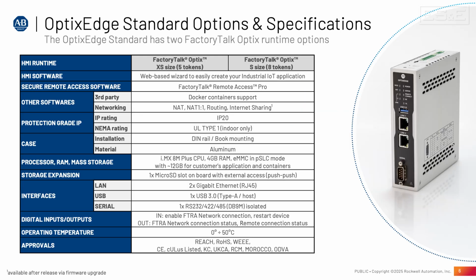So the options and specs for the OptixEdge, you can only get an extra small and a small right now, which is very similar to a compact panel. You can only get extra small or small. The HMI software is Optix, and you can use that in your web browser. You can use it on your host machine, on a VM, etc. It's not limited to a Windows machine, for example. You can connect to third-party software, and one of the main third-party software we're using with this specific module is Docker. If you're familiar with containers, Docker is one of those applications where you can create containers and deploy them to different devices or virtual machines.